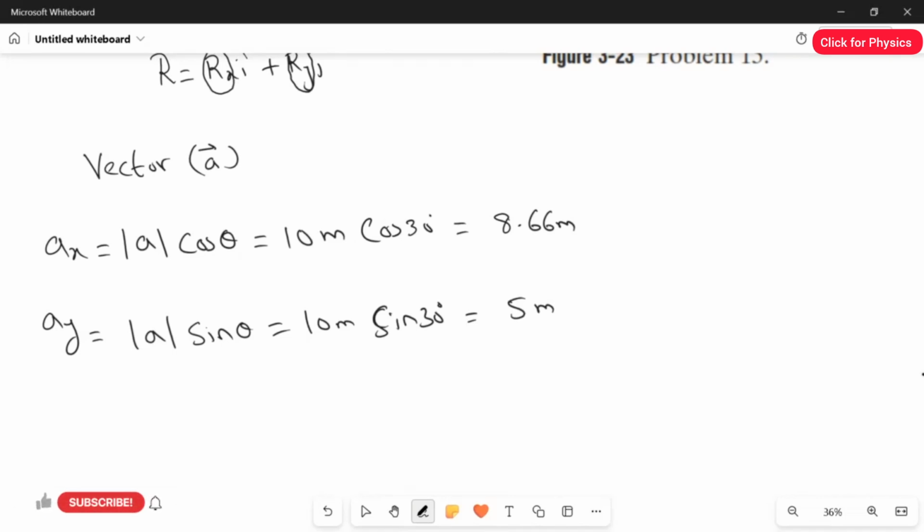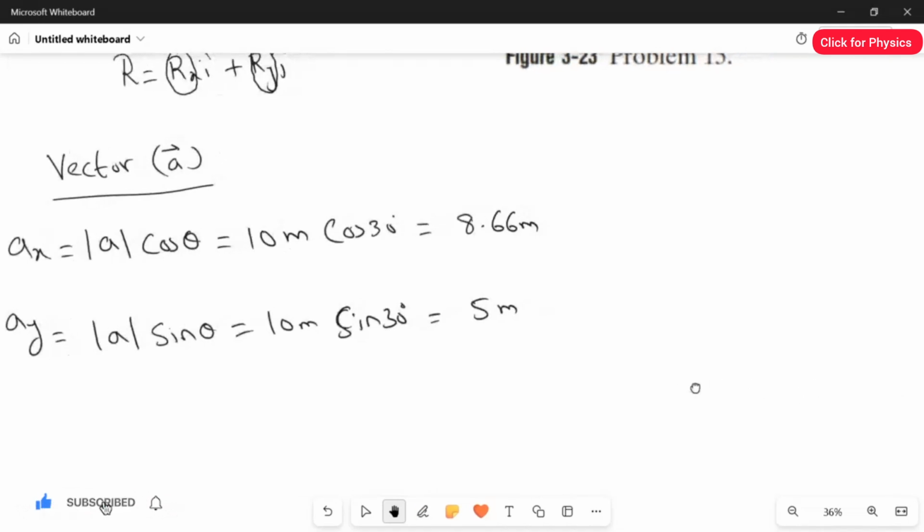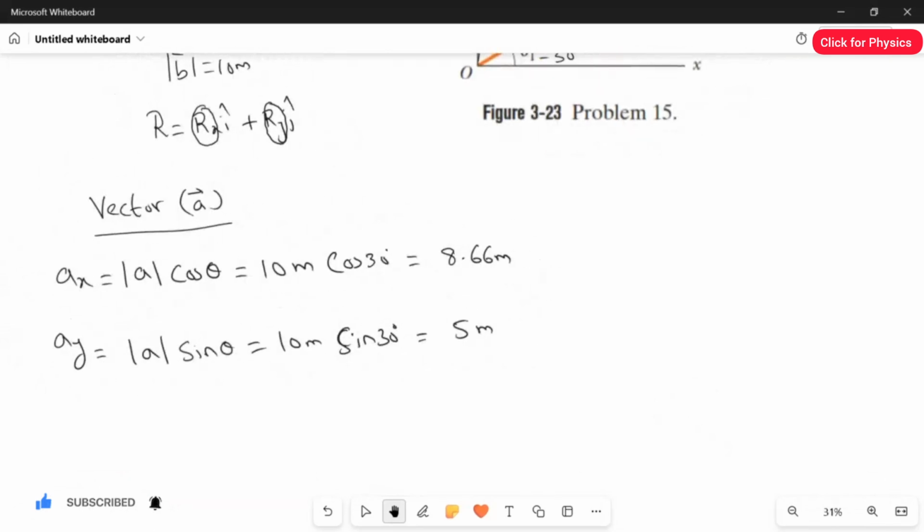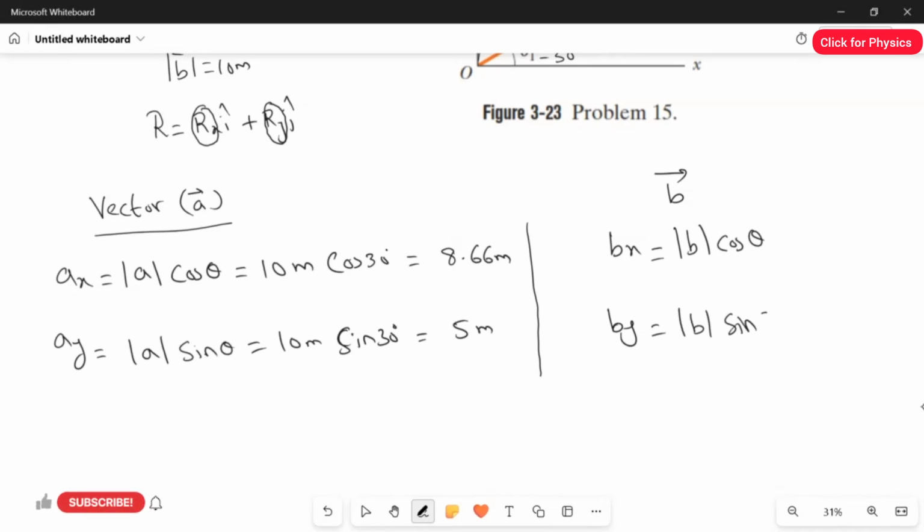Clear? Likewise, I have to find the same thing for the B vector. So I can use this space for finding the B vector components. That means Bx and By. So I can make a line here. What's the rule for Bx? The magnitude of the B vector multiplied by cosine theta, and for By, the magnitude of the B vector multiplied by sine theta.